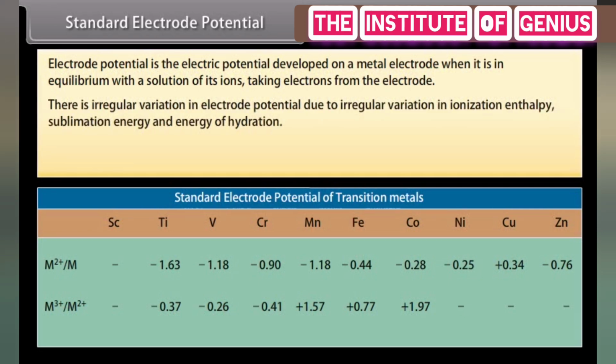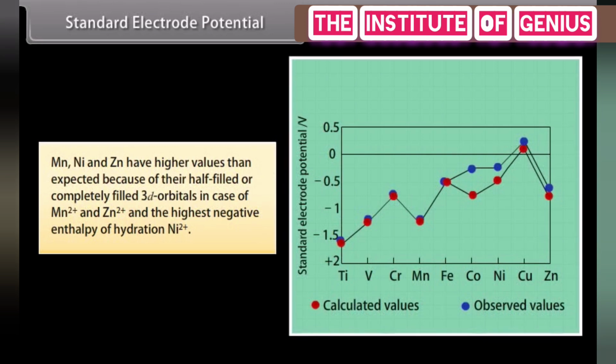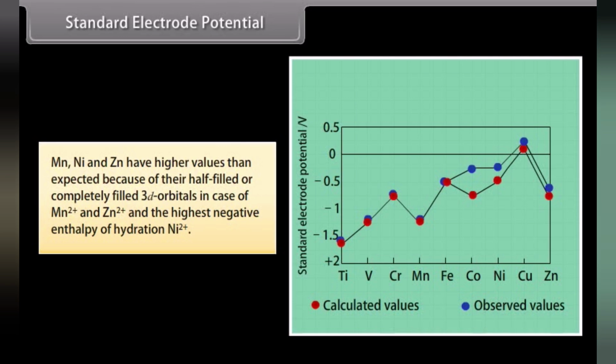There is irregular variation in electrode potential due to irregular variation in ionization enthalpy, sublimation energy, and energy of hydration. The E0 value decreases from left to right across the series. Manganese, nickel, and zinc have higher values than expected because of their half-filled or completely filled 3d orbitals in case of Mn2+ and Zn2+, and the highest negative enthalpy of hydration for Ni2+.